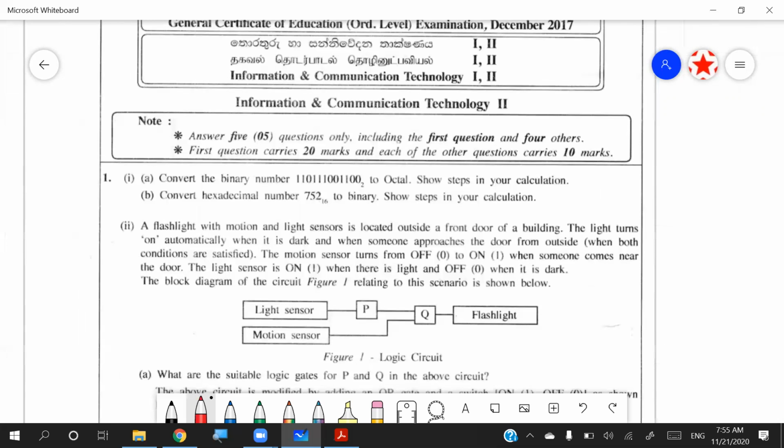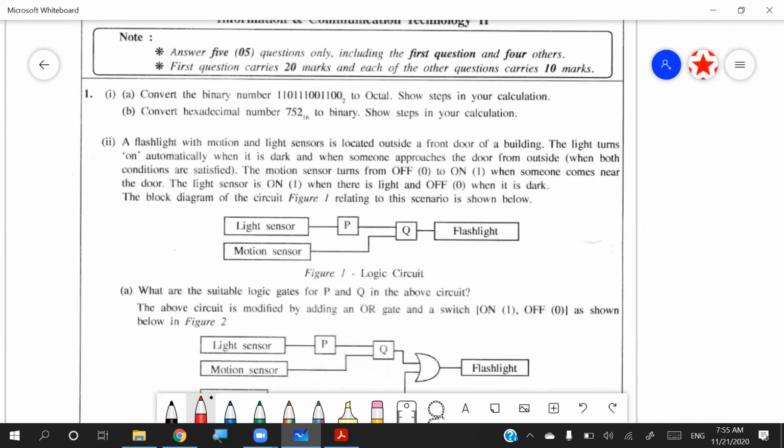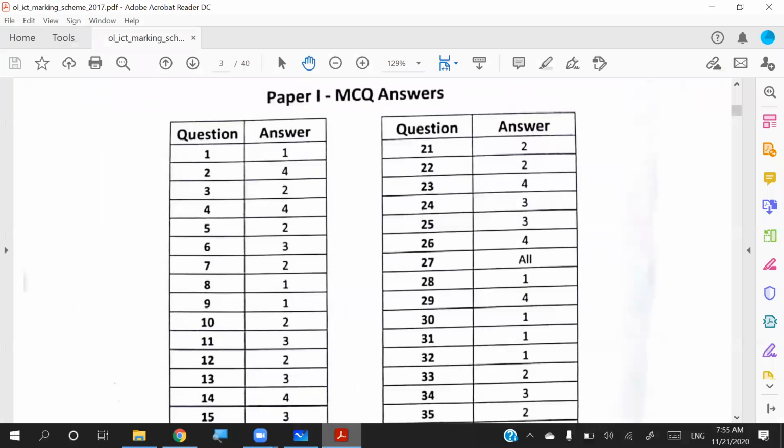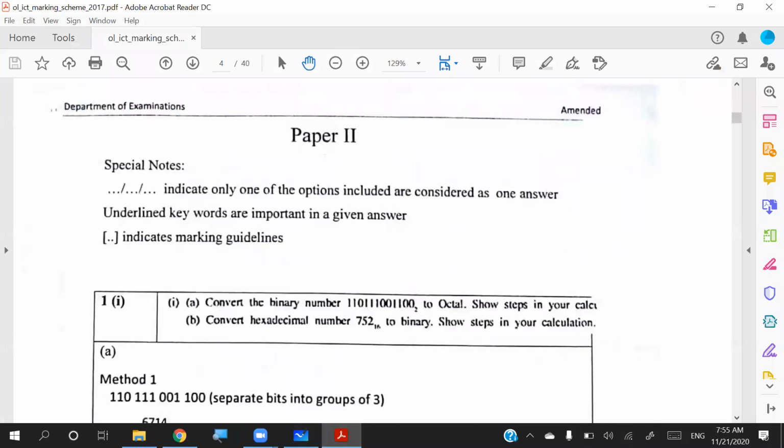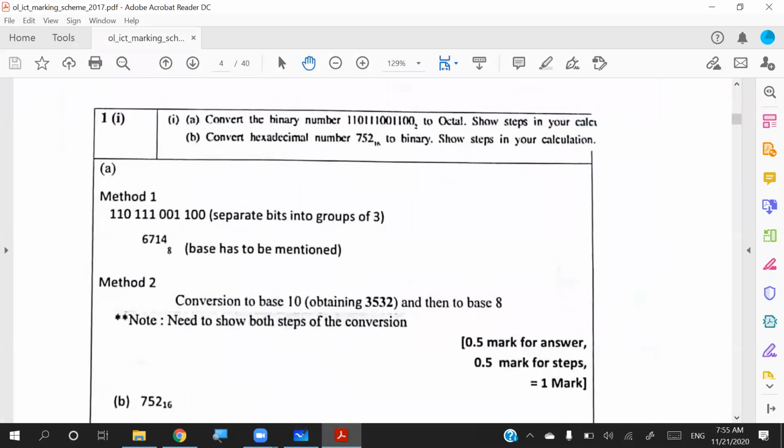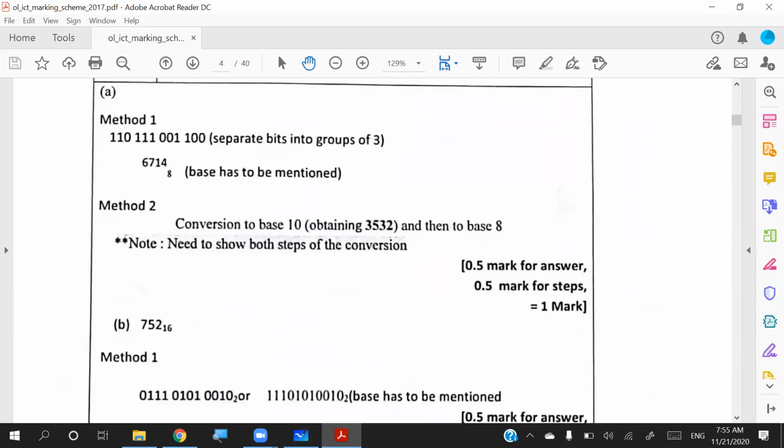All right, moving forward, let's go with the marking scheme. It will be much easier for us to discuss. So in Paper 2, the first question is to convert the binary number, which is given, to octal. How are we going to do that?